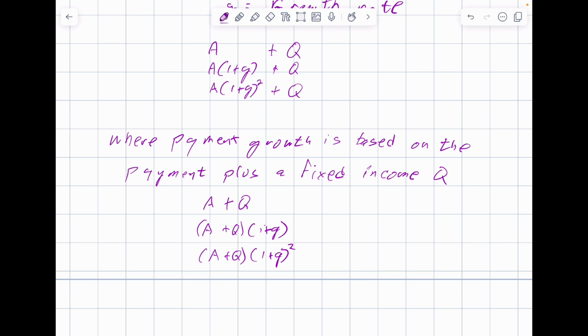We're going to derive a present value formula where the payment growth is based on the payment plus a fixed income Q. To derive present value formulas, I like to make two columns calculating the future value of a lender and a borrower. I know this sounds more like a bank loan, but these same present value formulas also apply to annuities. We'll calculate the future value of a lender as if he simply placed all his present value in a bank earning I interest.